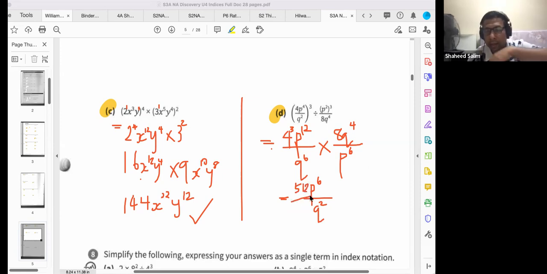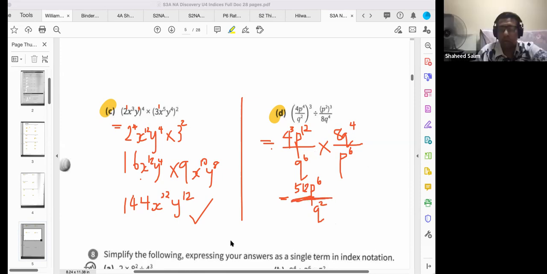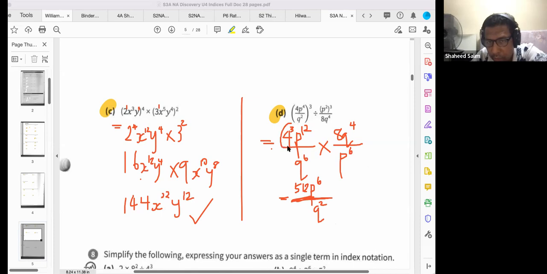P6Q8. Did I miss anything? Hold on, let me just check. P6Q2, correct. All right. This one is okay. Are you confused now? No, I'm not confused. Okay. Good. Sorry, I mean the 8. 8 times 4, right? This one, you expand out 4 times 4 times 4, 64. So number times number, you just multiply, you get 512.